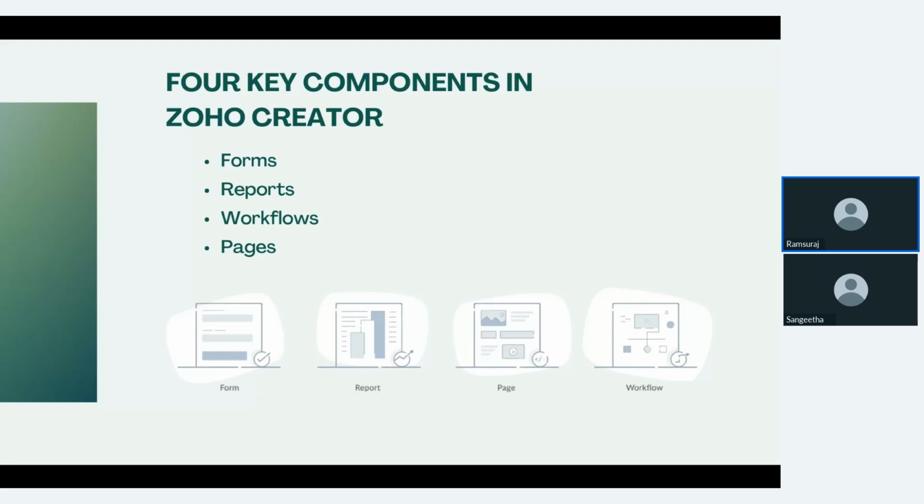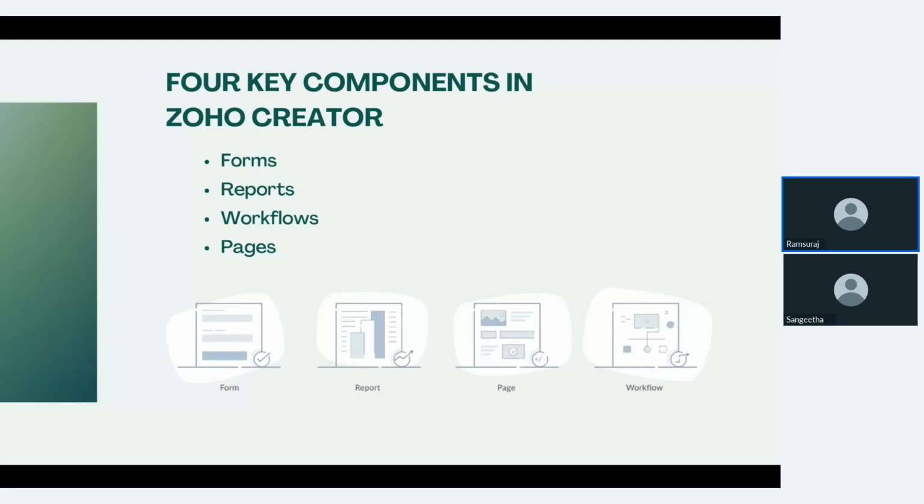Workflows let you define custom business logic and automate tasks like sending notifications, updating records, or triggering approvals. These workflows can be managed using Deluge script. Here, Deluge plays the crucial role. It is Zoho's low-code scripting language, where we can send notifications, update records, or do CRUD operations inside a form or record.